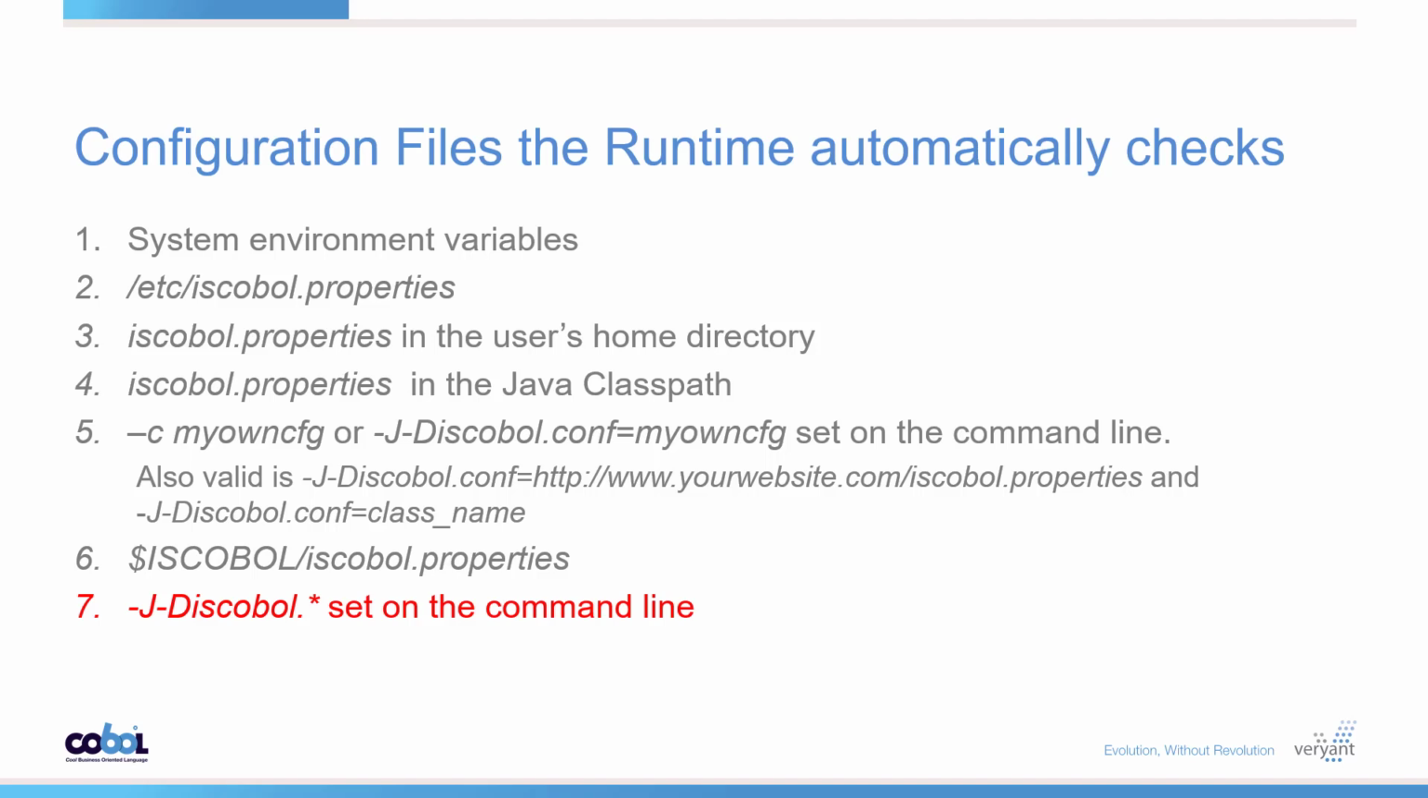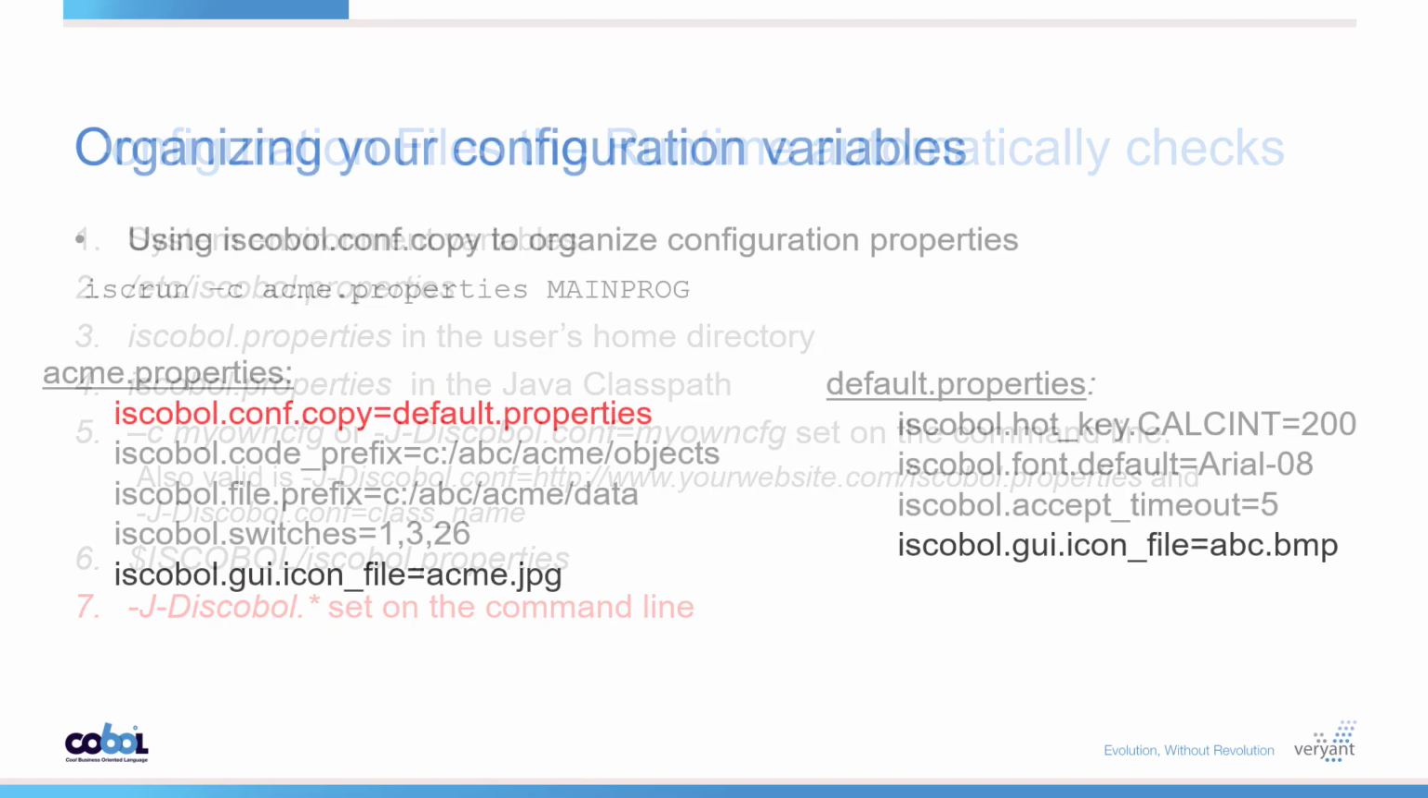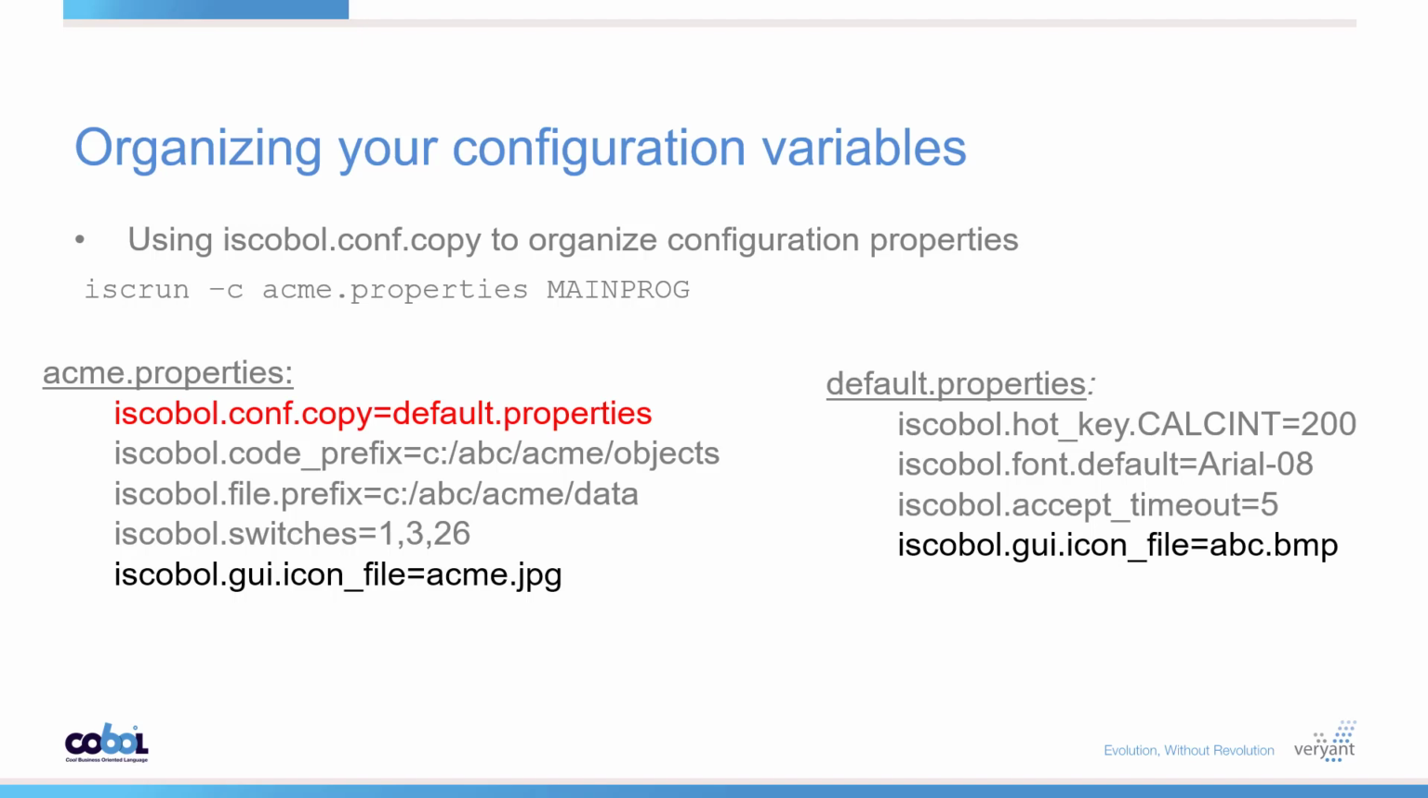So with all of these options, if you want to spread your configuration values over more than one properties file, you can put them in any of these places. But that's pretty limiting and it's pretty inefficient. We have a better way. You can use iscobol.conf.copy inside of your first configuration file to refer to another one, sort of piggybacking them.